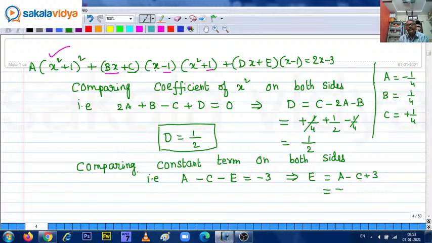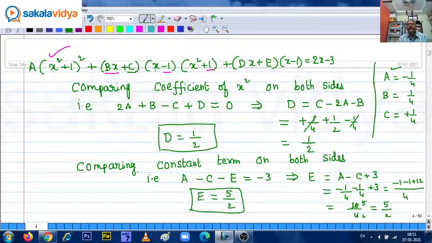So we get e equals to a minus c plus 3. So the a value is negative 1 by 4. C is 1 by 4. Negative 1 by 4 plus 3. Here 4 is the LCM. Minus 1 plus 12. This is actually 10 by 4. 10 by 4 means 5 upon 2. So the E value is known, that is 5 upon 2.